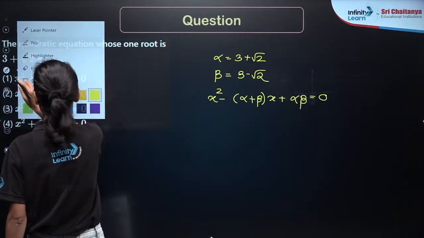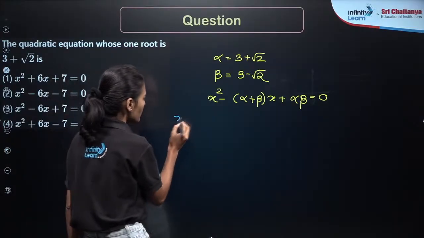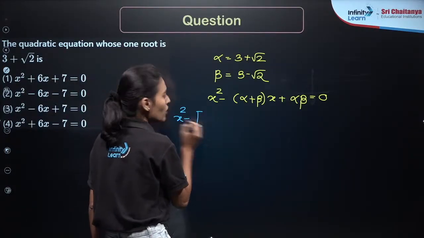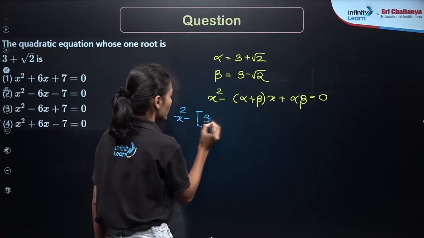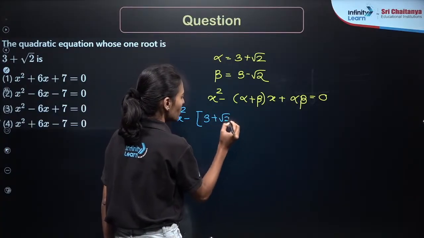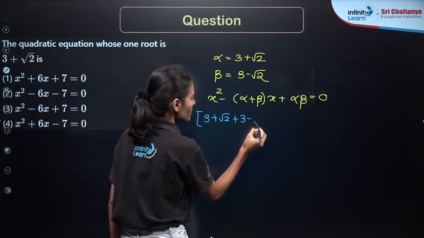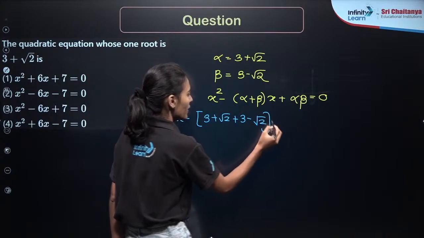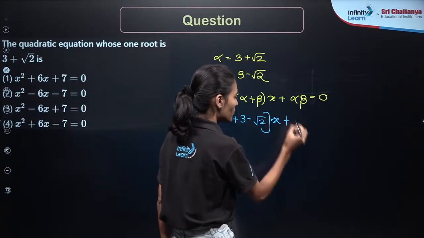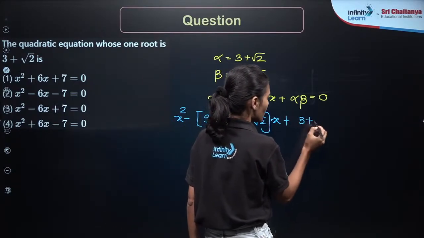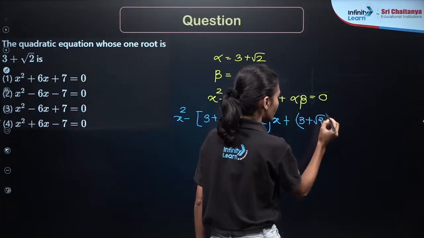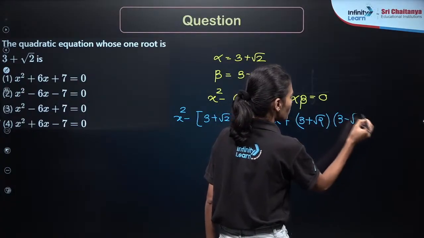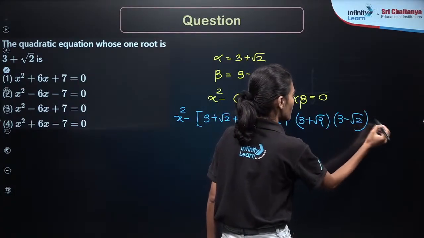So here substitute the values, get the answer. This is x square minus, what is the sum of the roots? This is 3 plus root 2 plus 3 minus root 2 into x plus product of the roots, 3 plus root 2 into 3 minus root 2, equal to 0.